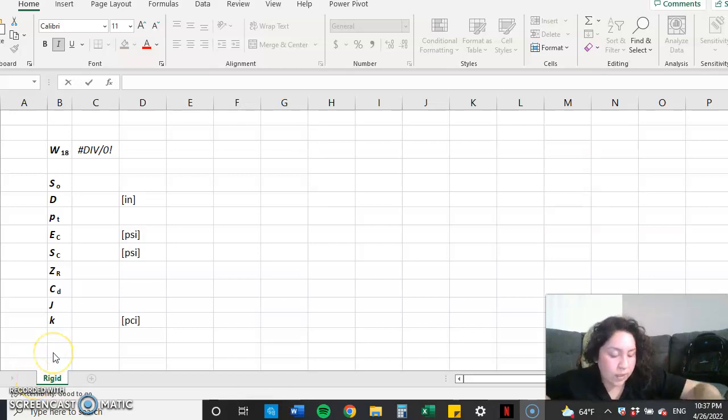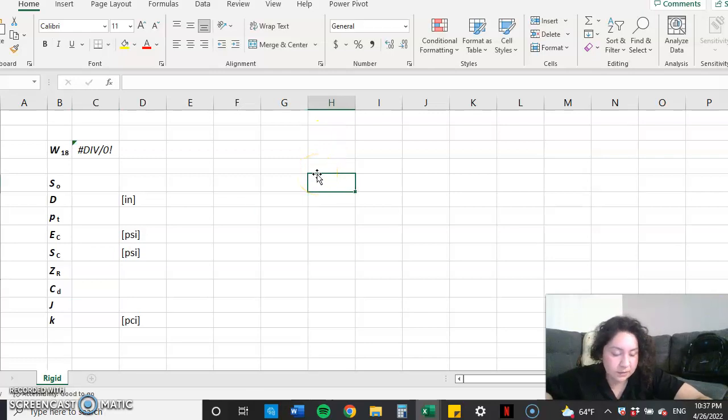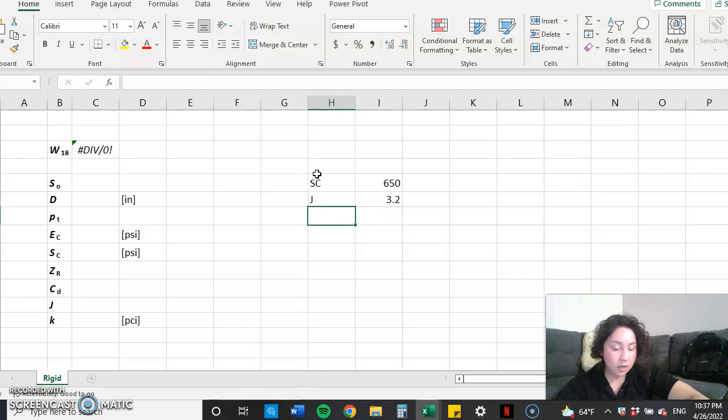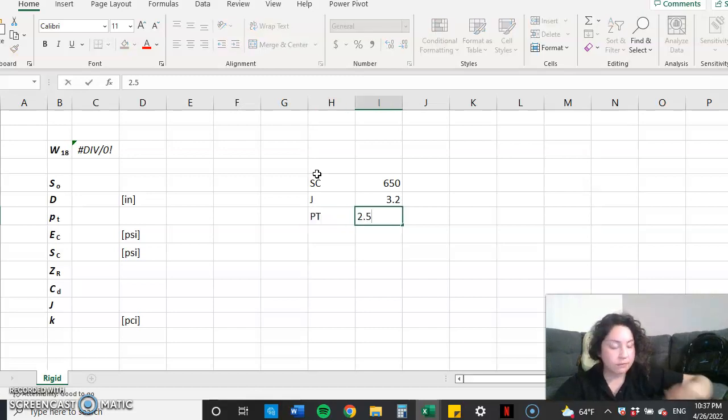So, problem 12.7. I have a modulus of rupture of 650 psi. I have a load transfer coefficient of 3.2. Serviceability loss from 4.5 to 2. That's a PT of 2.5, which means it's a major highway.